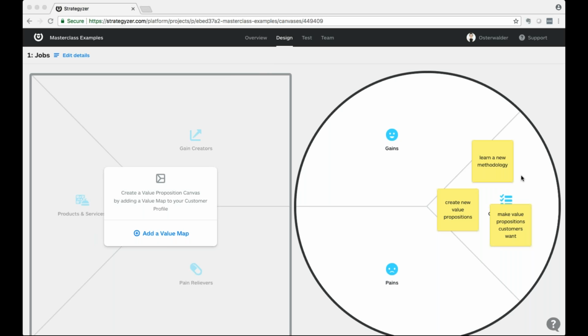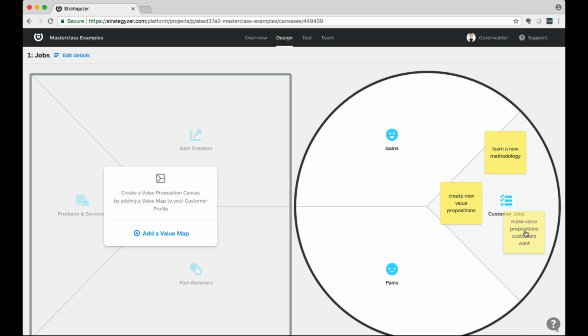So there are different types of jobs to be done. They're functional jobs. Here we have 3 functional ones. Okay, I want to learn a new methodology. This is a very functional job. Why do you want to do that? I need to create new value propositions in my role at my company, and I really want to make value propositions that customers want. So those are very functional jobs. And in business to consumer, we often think beyond functional jobs, but even in business to business, we should think beyond functional jobs. So 2 important other types of jobs: social jobs and emotional jobs.